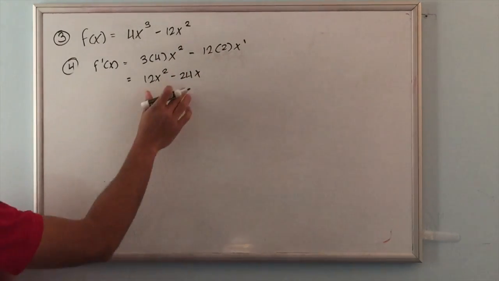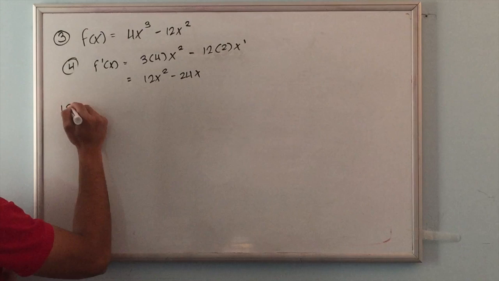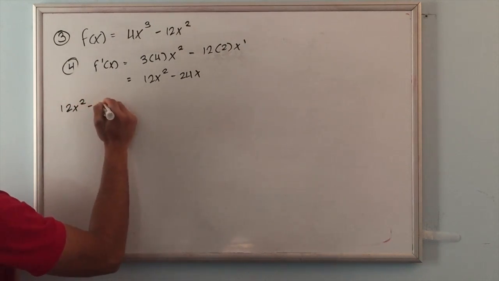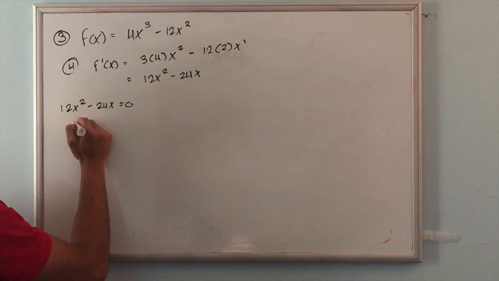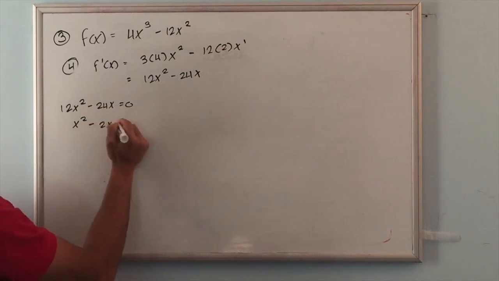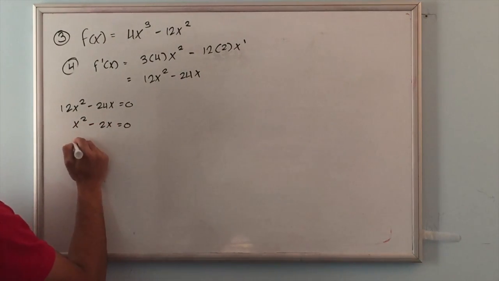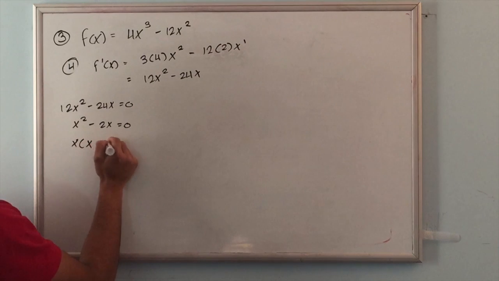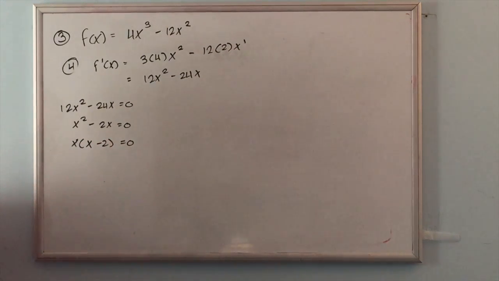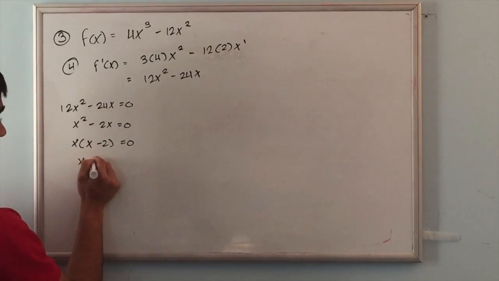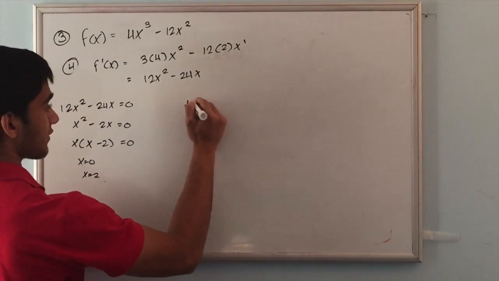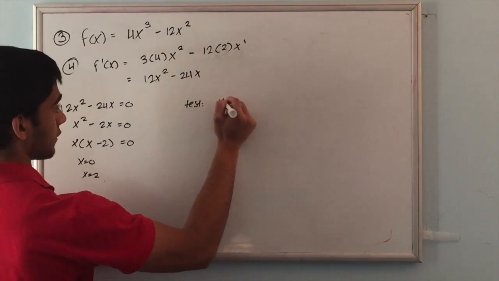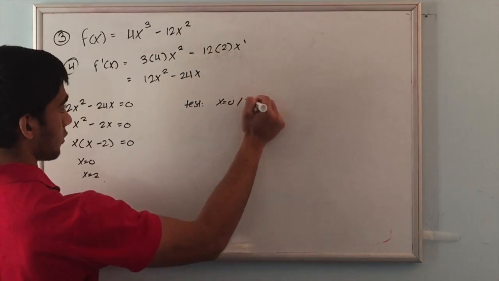Again, we have to set this equal to 0, so we have 12x squared minus 24x equal to 0. In fact, divide everything by 12, so we get x squared minus 2x equals 0. Take out an x: x times x minus 2 equals 0. Notice that we have two answers now. We have x equals 0 and x equals 2. Since there are no undefined values, we only have two values to test: x equals 0 and x equals 2.